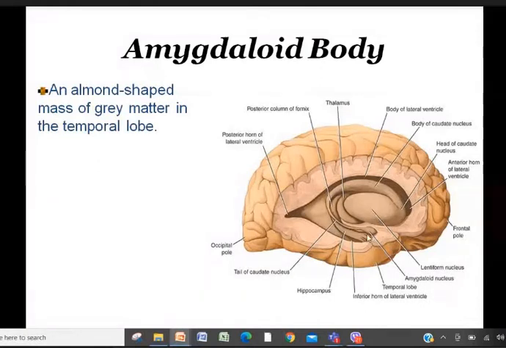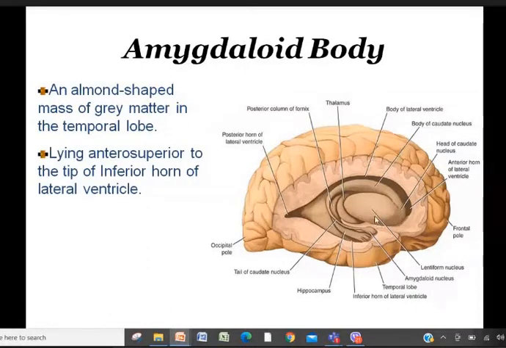The amygdaloid nucleus is a mass of gray matter in the temporal lobe, lying anterior and superior to the tip of the inferior horn of the lateral ventricle. So this is the inferior horn, and look here, this is the anterior horn. This is the inferior horn of the lateral ventricle. So it lies anterior and superior to the tip of the inferior horn of the lateral ventricle.